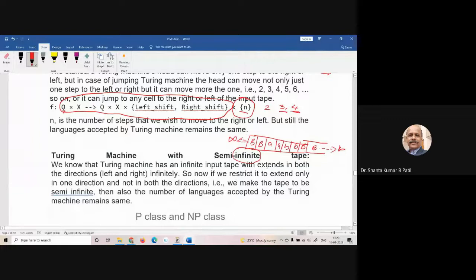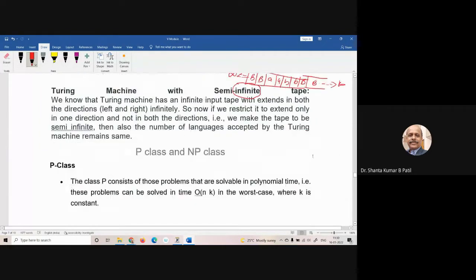Such a Turing machine, we can call it a Turing machine with the semi-infinite tape. P class and the NP class. Most of the time, if you have the question paper, please refer to the question paper. You can understand. If you only read about the P class and the NP class, it is very difficult to understand. P means polynomial.